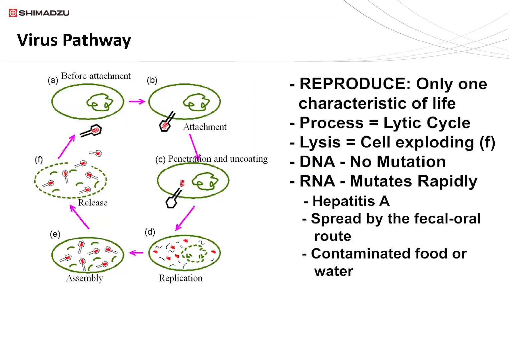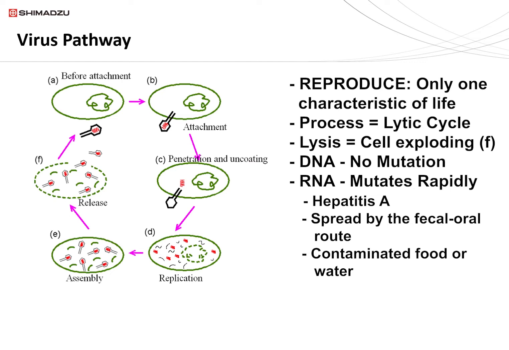Viruses only have one characteristic in life, and that is to reproduce. On the left is the virus pathway, otherwise known as the lytic cycle. In Figure A, there is a host cell where the virus attaches to it, as shown in B. The virus's nucleic acid is injected into the host cell, as shown in C. It begins the replication and assembly process in D and E. Finally, the host cell bursts in F, releasing the newly formed virus, and the process is repeated.